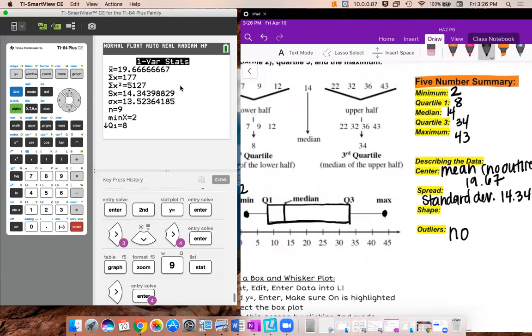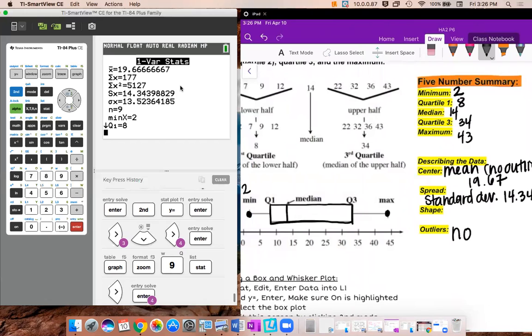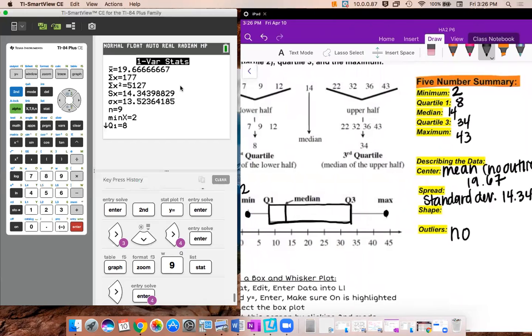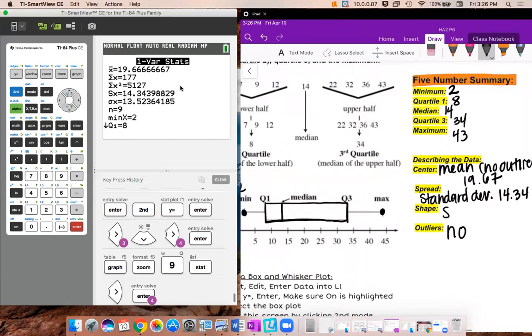And then we want to use the shape. This is a box and whisker plot, so we only need to say if it's skewed left, skewed right, or symmetric. For me, this one looks like it is symmetric.